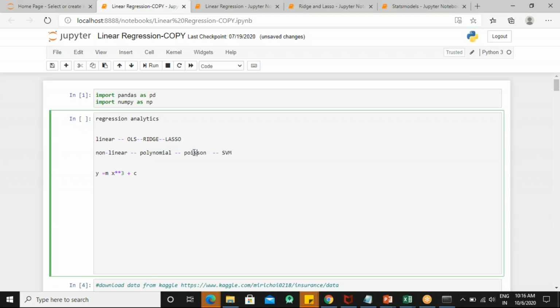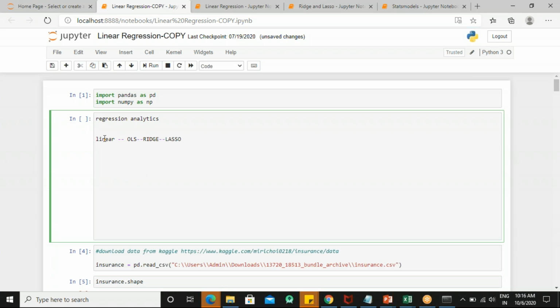पॉलिनोमियल, पॉइसन, SVM and a few others. But yeah, this is just for your knowledge. We will be focusing on the linear regression, okay? OLS, ridge and lasso.